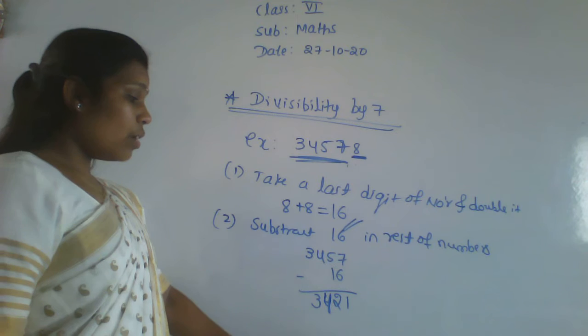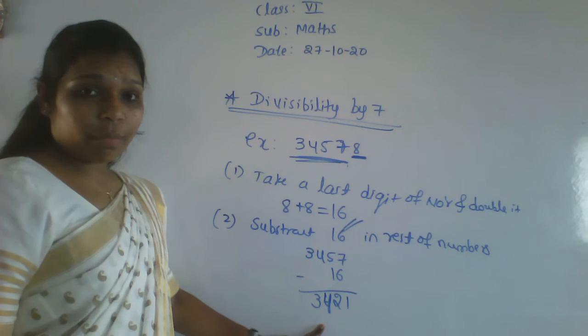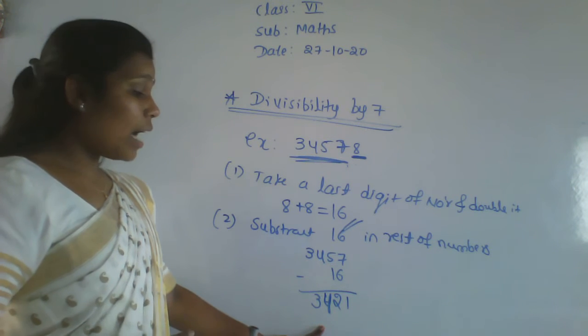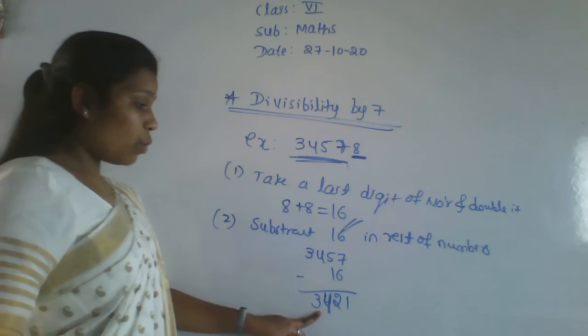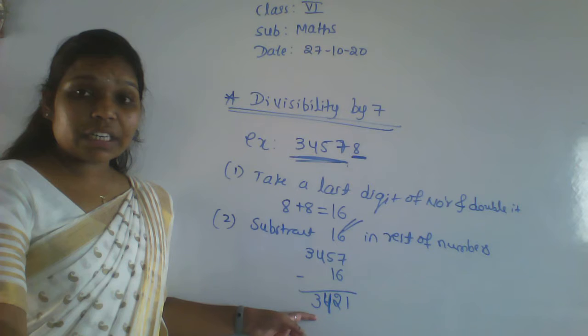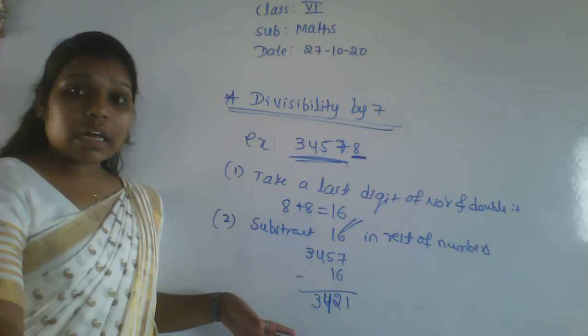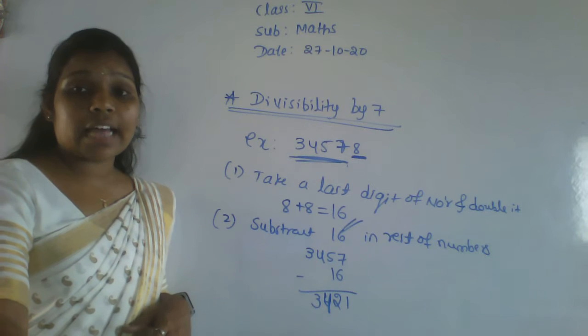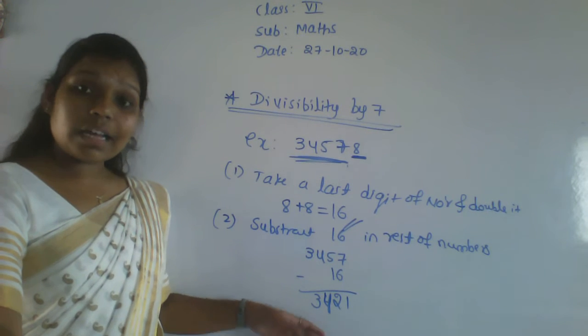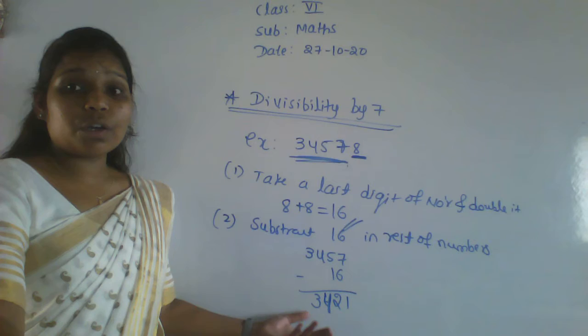3421. So here also it is a larger number, right? So we can't judge directly whether it is divisible by 7 or not. Can we check whether 3421 is divisible by 7 or not? Again we would have to do the division only. Without doing a division we can say that. Here also it is a larger number, so we can't do that, right?